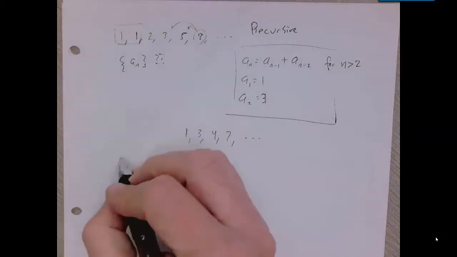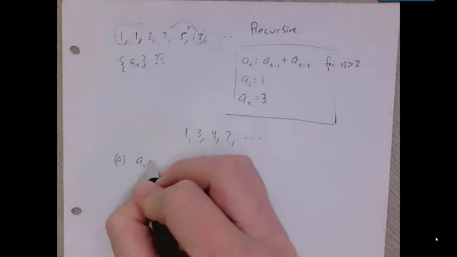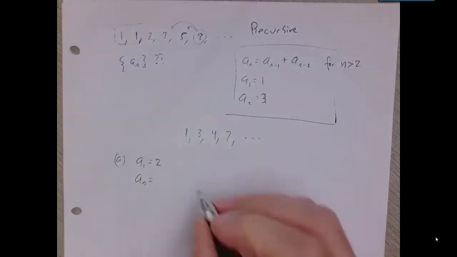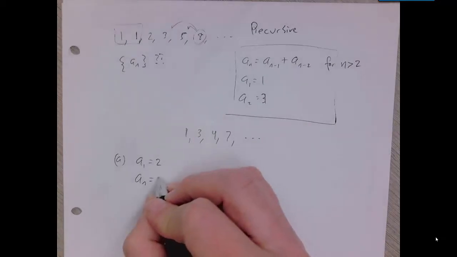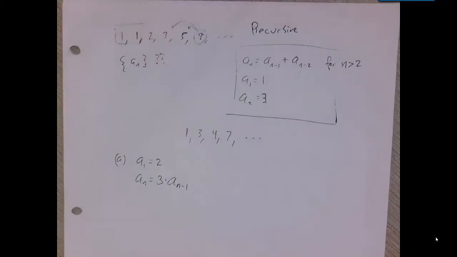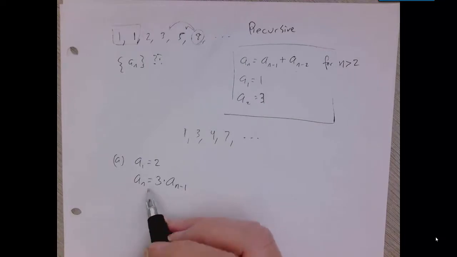So as a test, let's just do a quick test of your understanding. So let's say the first term is 2, and let's say the nth term is just going to be 3 times the previous term like this. So go ahead and write the first 5 terms in this sequence, and then see if you recognize what kind of sequence this is.